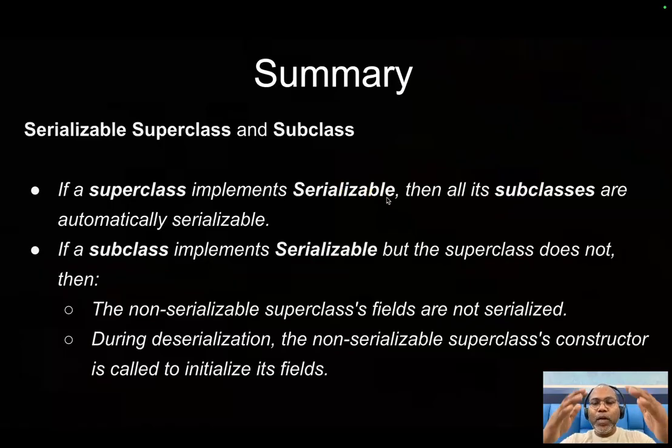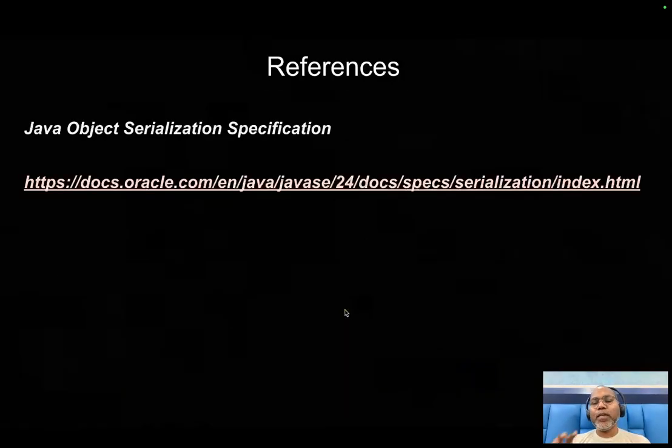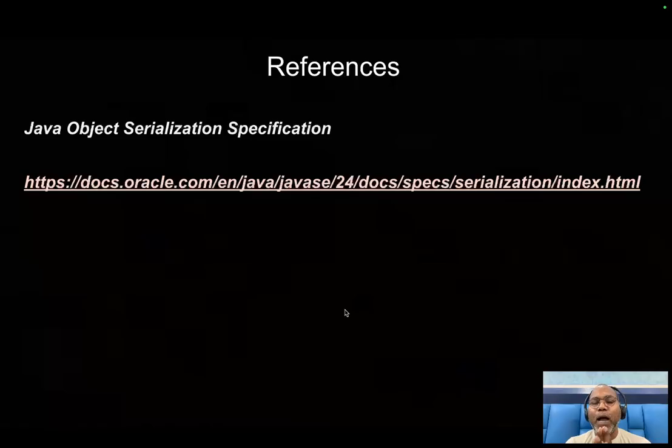So we ensure Java supports serialization. If the superclass is serialized, all the subclasses are automatically part of serialization. But if the subclass is serialized and the superclass is not, then only the subclass fields are serialized, and superclass fields are not. Non-serializable superclass fields are not serialized. During deserialization, the superclass constructor is invoked to initialize the default values of those fields. So these are some common points which I have for today.